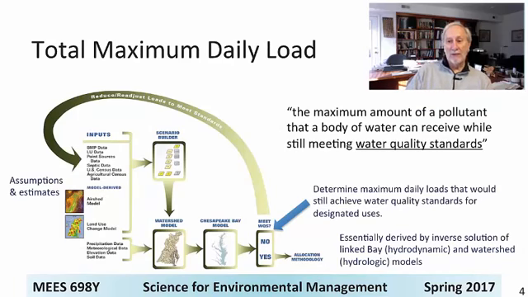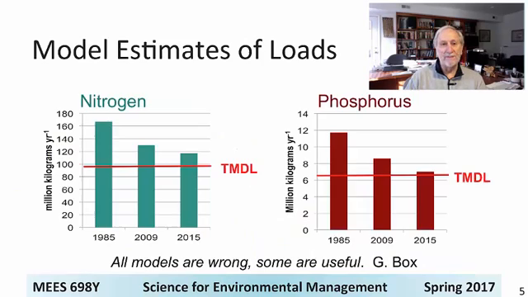So the total maximum daily load is the amount of a pollutant that a body of water can receive while still meeting water quality standards. So we know what those standards are. We set those standards here, and basically what we're then trying to determine is what is the maximum load that the bay could receive of human inputs and still achieve those standards. So essentially, we're solving this by inverse solution to linked models, a bay model that's linked to a watershed model that has inputs into that model, in which those inputs have a number of assumptions and estimates involved rather than discrete actual measurements based on observations.